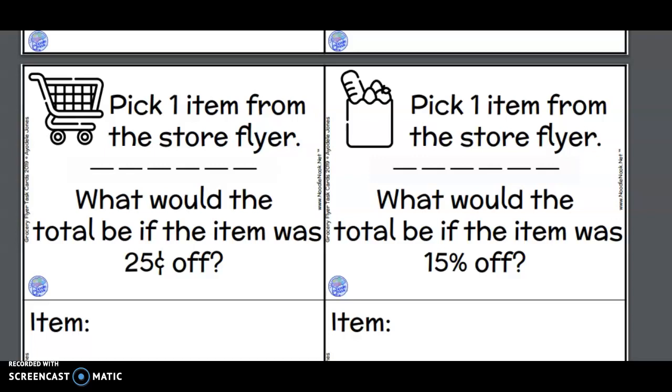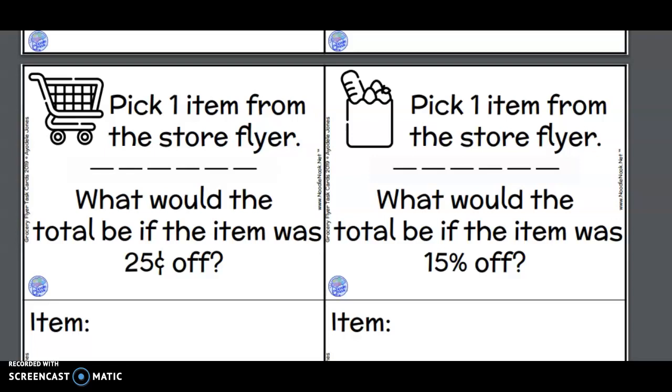This is your math for Tuesday. We are still working on the grocery store flyers. So again, I've linked that flyer for Dylan's that I want you to go back and use to look at the items on there to do your assignment for today.